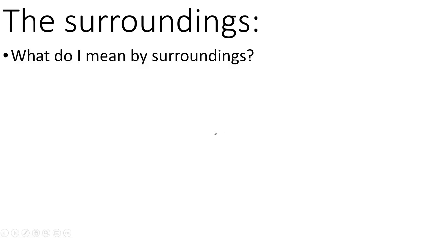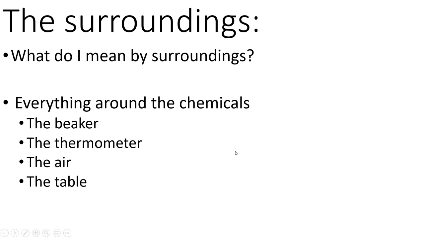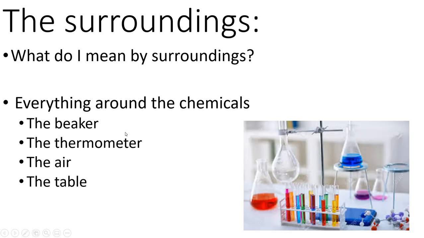Now I keep saying the word surroundings. What do I actually mean by that? Well, surroundings is just anything around the chemical reaction. So if we do it in a lab, it's going to be the beaker that the reaction takes place in, the air around it, the table, just anything around the reaction that is not the reaction. Okay, anything at all, the room, just anything around that reaction.